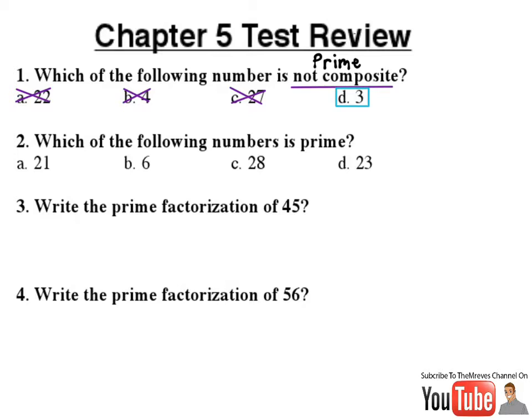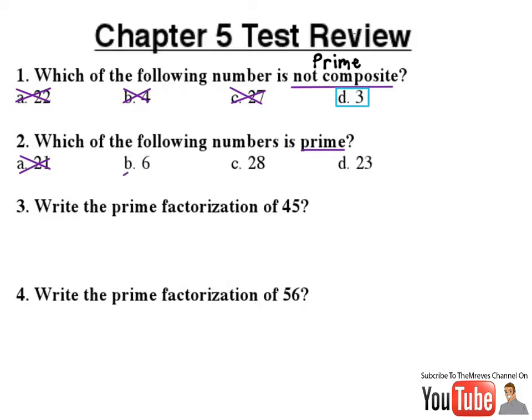Now, number 2, it says which of the following numbers is prime. So the key thing that we're looking for, just like number 1, is the prime number. Once again, we ask ourselves, is there any numbers that go into 21 besides 1 and itself? And I'll go through my divisibility rules. 2 plus 1 is 3, and 3 goes into itself. So 3 goes into 21 7 times, so I know it's not that.